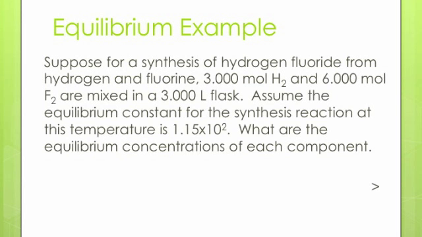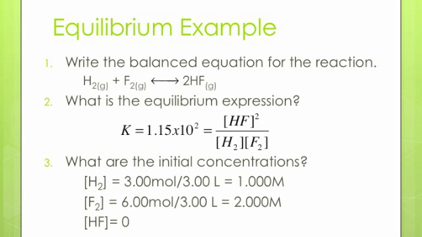Now that we've gone through the steps, I want to go through an example. You can follow along on page 616. Suppose for a synthesis of hydrogen fluoride from hydrogen and fluorine, 3 moles of hydrogen and 6 moles of fluorine are mixed in a 3-liter flask. Assume that the equilibrium constant for the synthesis reaction at this temperature is 1.15 times 10 to the second. What are the equilibrium concentrations of each component?